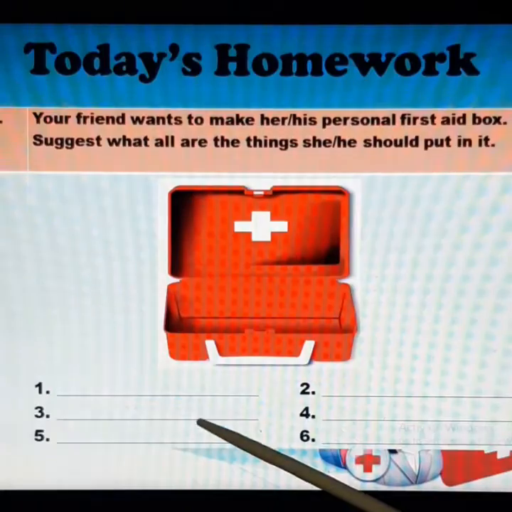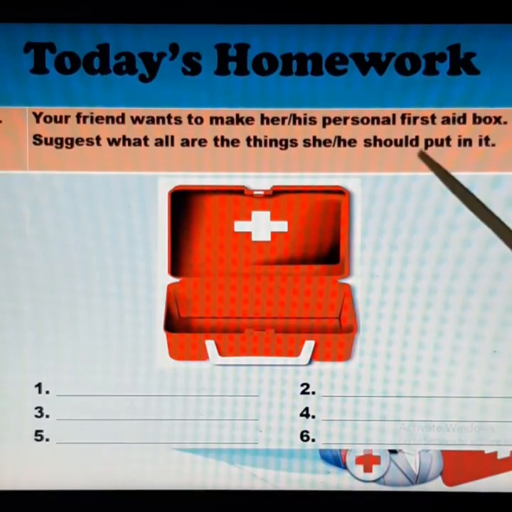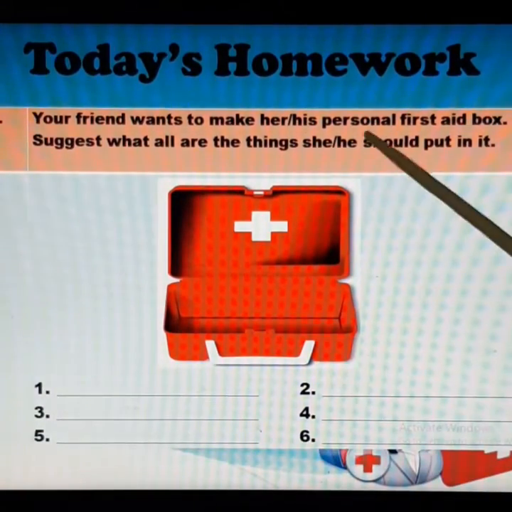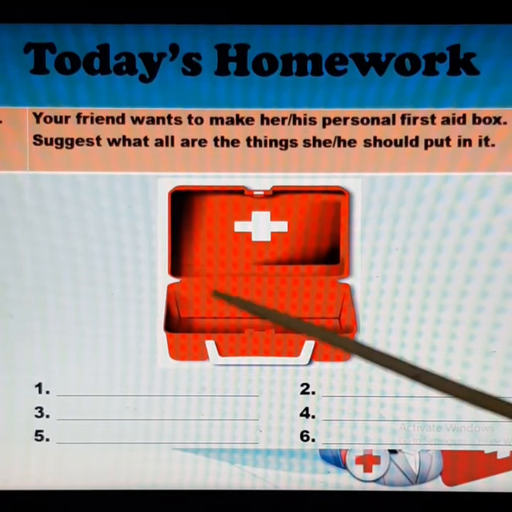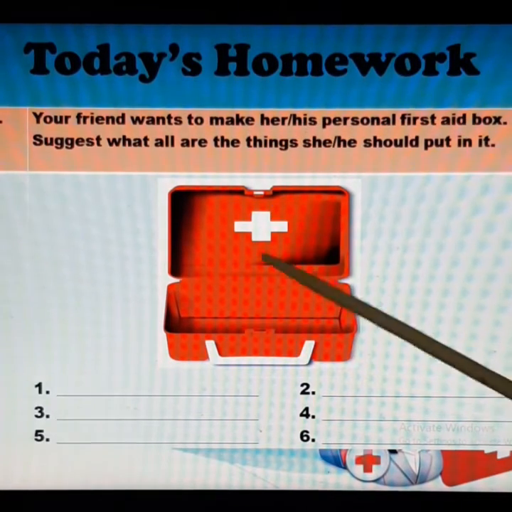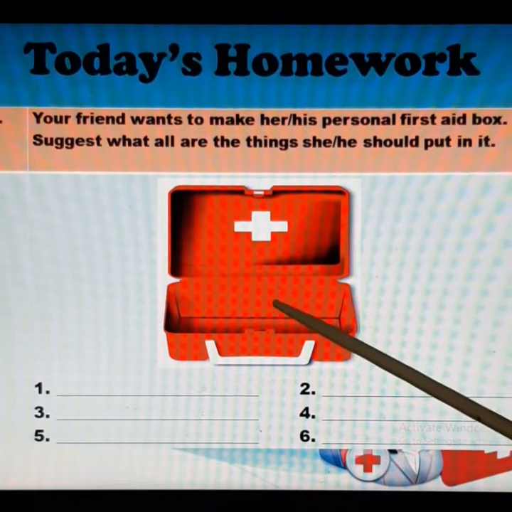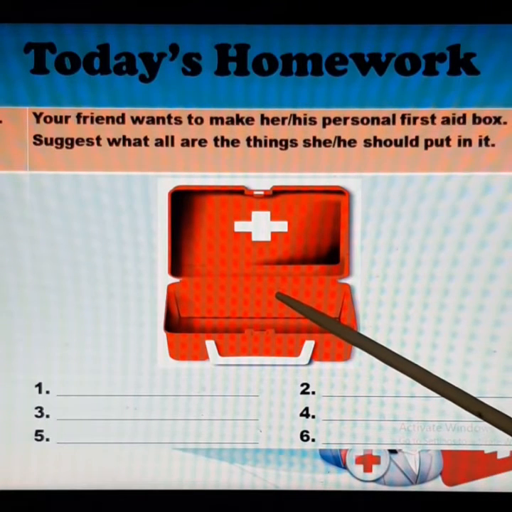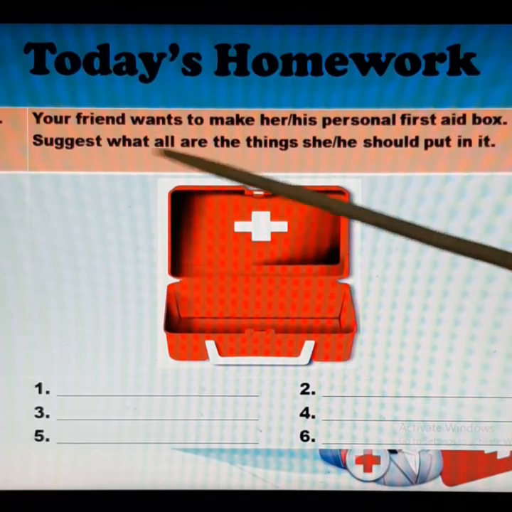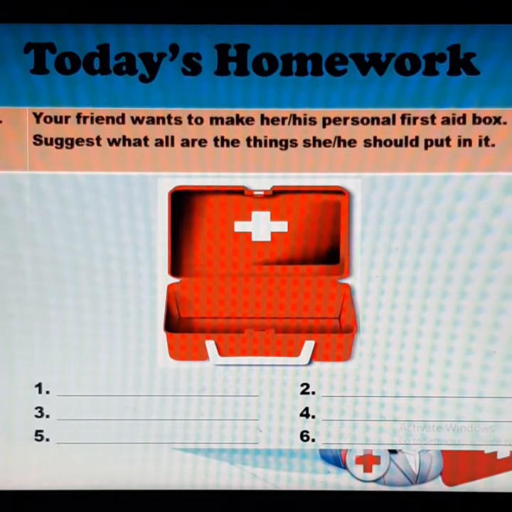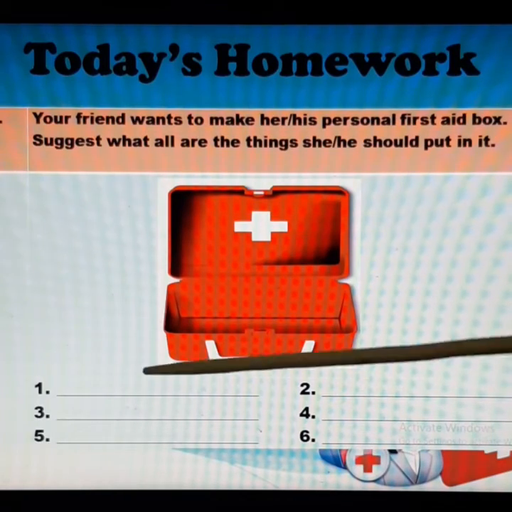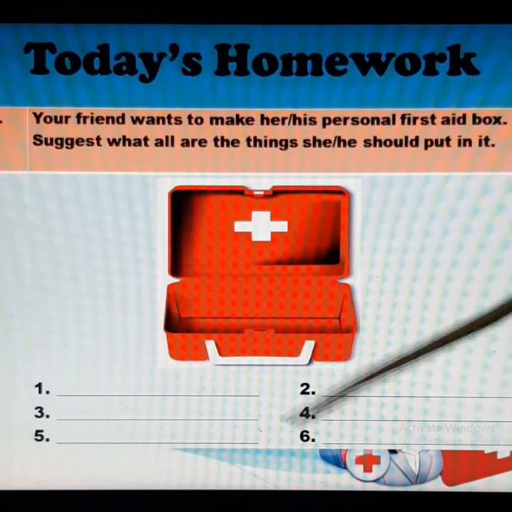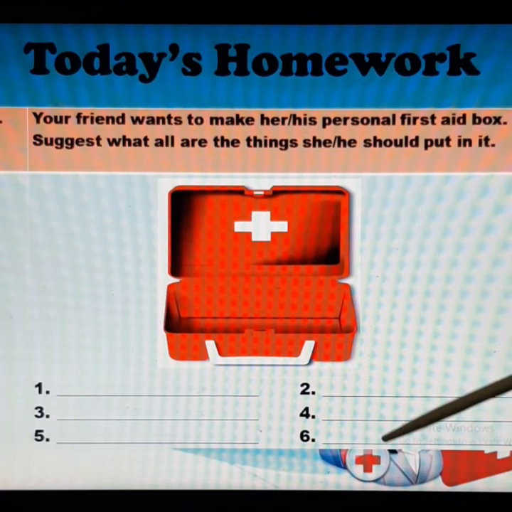So your today's homework is a very interesting homework. Your friend wants to make his or her personal first aid kit box. Now today you have seen which things we should have in our first aid kit. So you have to suggest to your friend what he or she should put in the first aid box. There are 6 things you have to suggest. You have to write these 6 things here. Write down today's date and complete this homework.